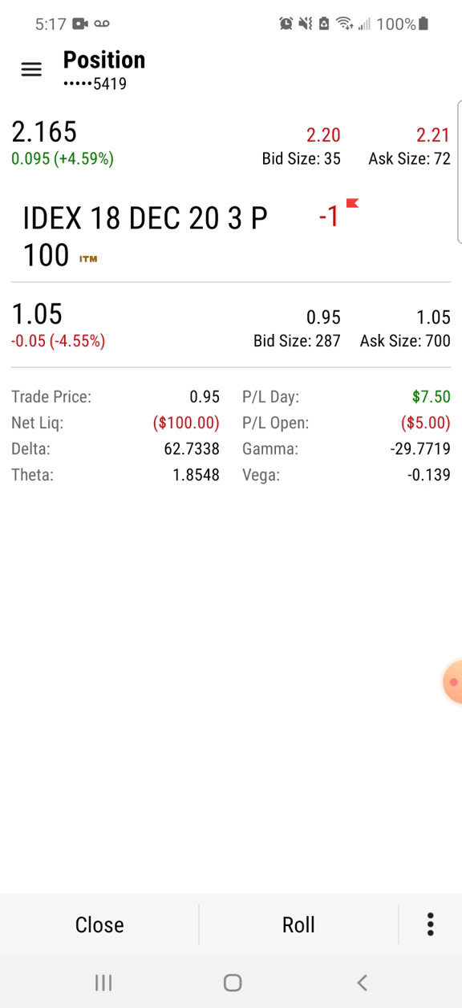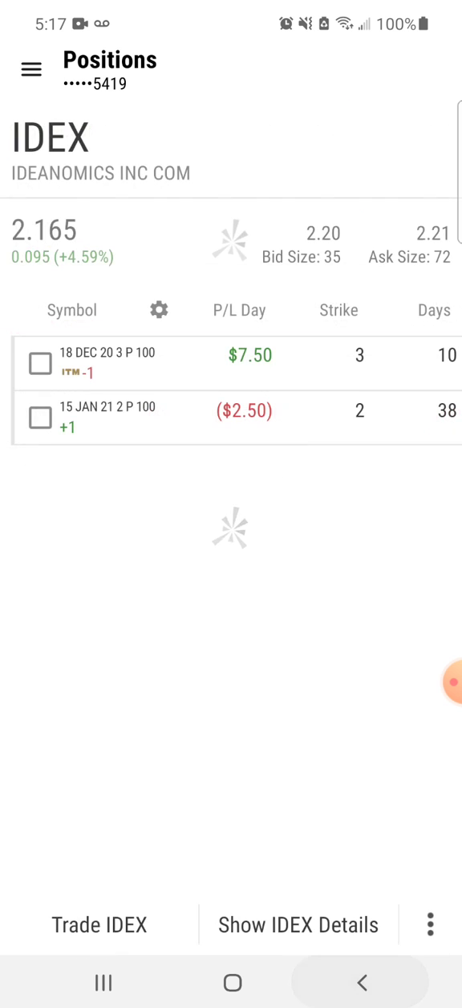So if you're thinking, you know what, I don't mind that I'm going to get assigned, I'm okay with owning this, then what I encourage you to do is buy insurance, right? I always say buying options is like insurance. And selling options, you're like the insurance provider.